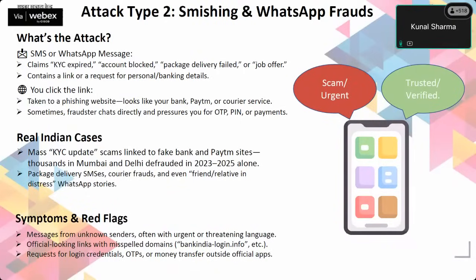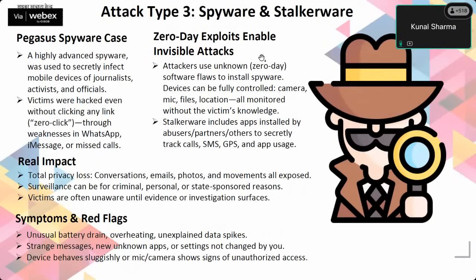So now, no, I'll not be notified when an unknown user calls me on WhatsApp. All these are some of the mitigation measures that we can take. Official-looking links will have misspelled domains, requests for login credentials, OTP or money transfer outside official apps. These should not be heeded. So this was one of the attacks.